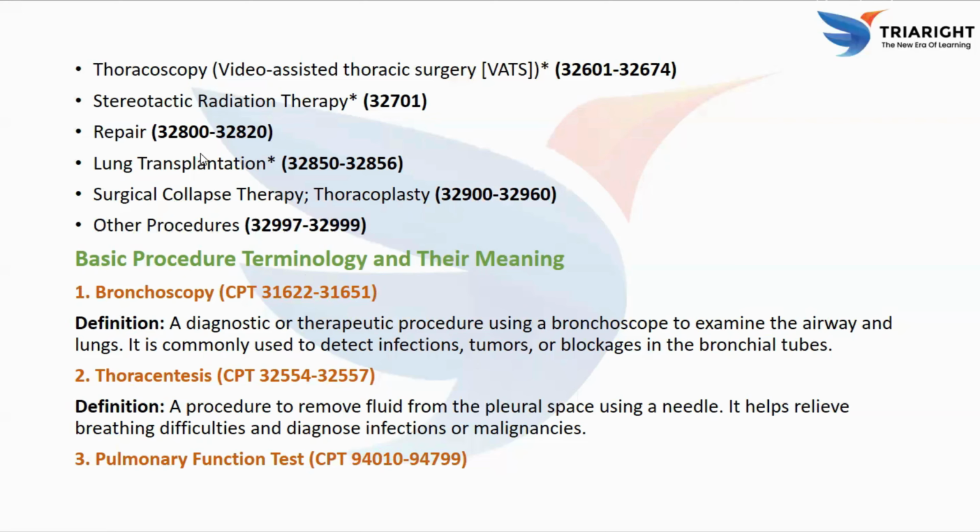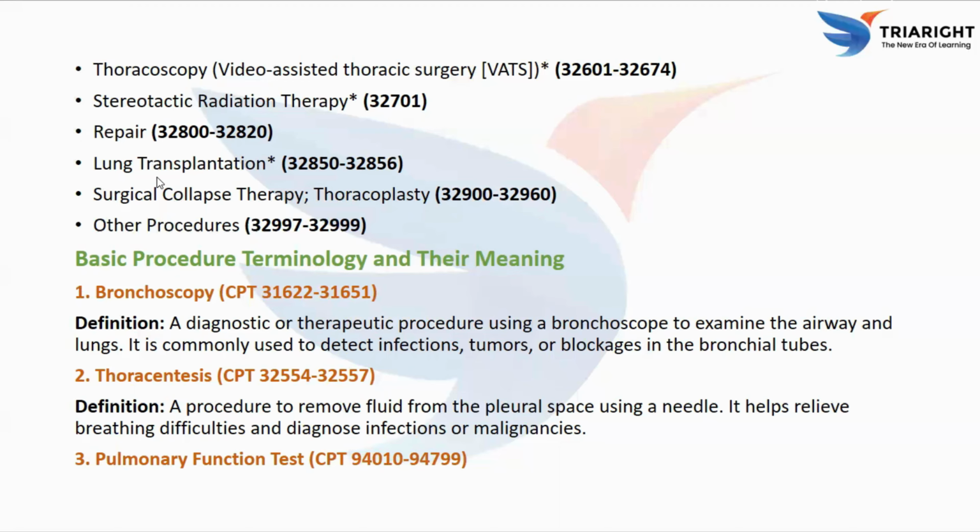And next, repair codes include repair of lung or pleural damage caused by trauma, disease and surgical complication. Examples of repair are repair of bronchopleural fistula and repair of a lung tear. Lung transplantation codes are 32,850 to 32,856. So what does it include? Removal of the diseased lung and implantation of the donor lung.